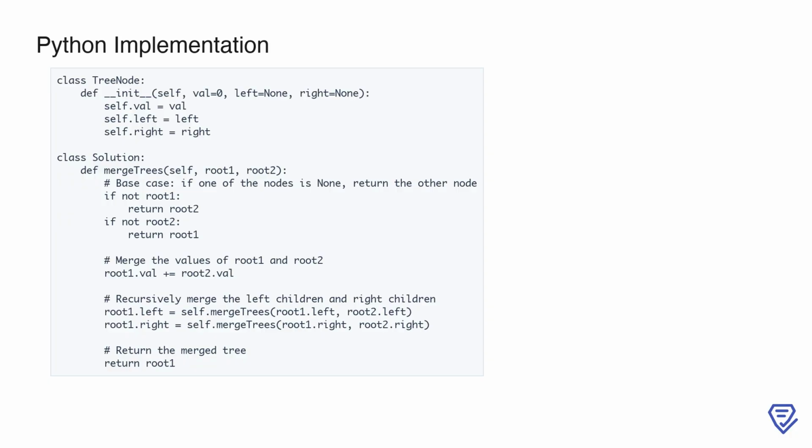The recursion ensures that the entire tree is processed, and the base cases handle scenarios where one of the trees is partially or completely empty. This solution efficiently handles the merging of two binary trees and operates with a time complexity of O(n), where n is the total number of nodes in the smaller tree, as each node is visited once.